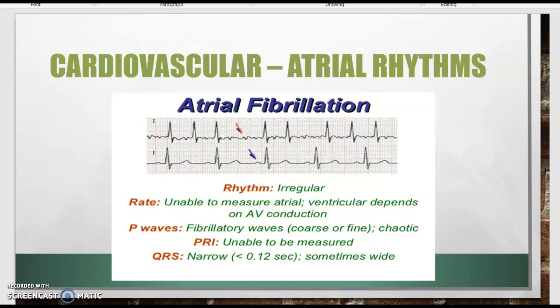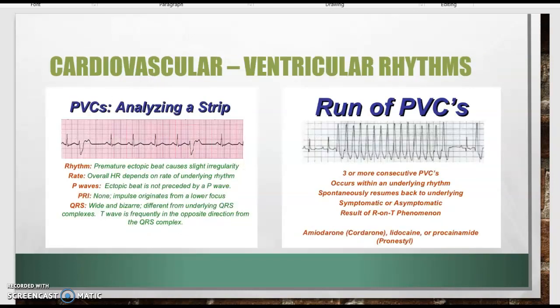So we have gone through atrial flutter. We have gone through atrial fib. Now we are going to start talking about the ventricular rhythms. And the first one that I want to talk about is just PVCs. PVC stands for premature ventricular contraction. So for whatever reason, your ventricle contracts early.